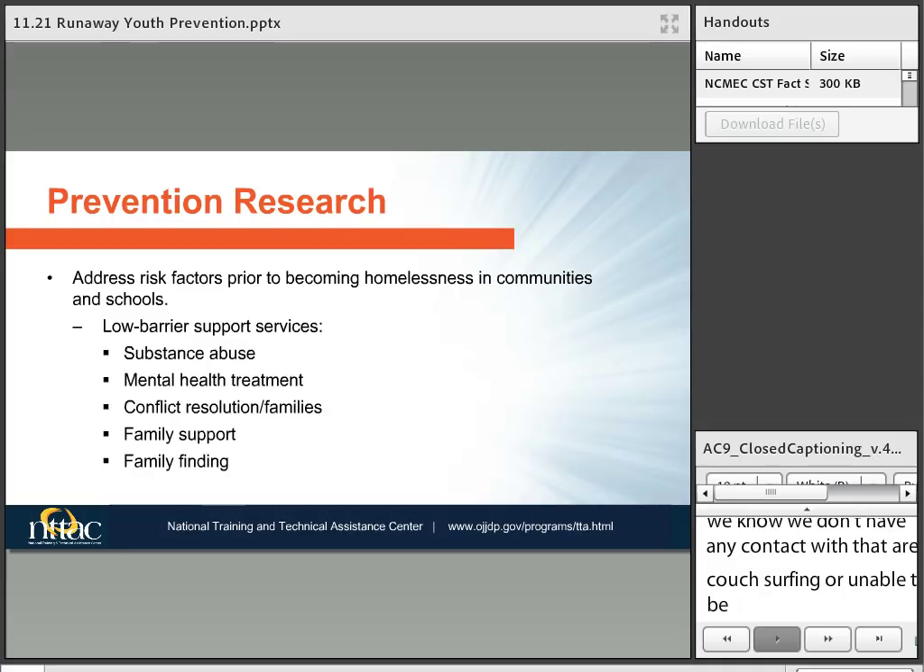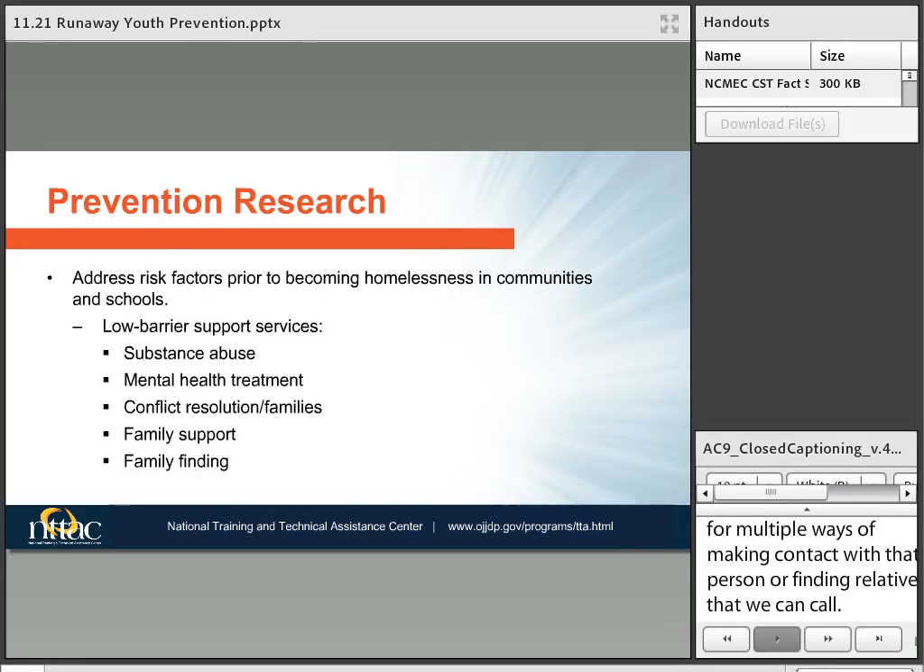So as we address prevention of homelessness and we address some of the risk factors, some of the low barrier supports means that as youth come in, we just provide these services. Some of the recommendations from prevention research says we should just provide these things and not make them difficult to access. So things like mental health support can be done via Skype, they can be done off-site, they can be done in places where it's comfortable as opposed to making a client have an appointment and that appointment has to be met within 15 minutes.